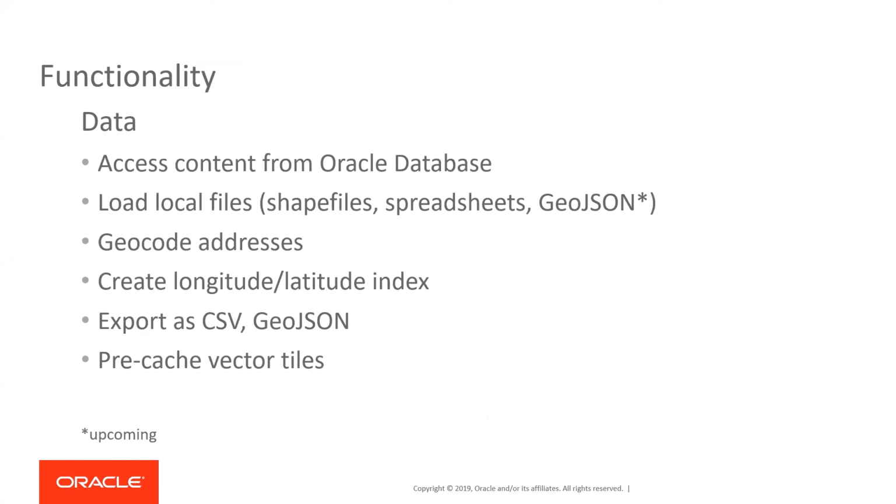We can prepare data in a couple ways. You can geocode addresses, create lat/long indexes. You noted that you can export as CSV files or GeoJSON to DB, and you can pre-cache vector tiles for better performance.